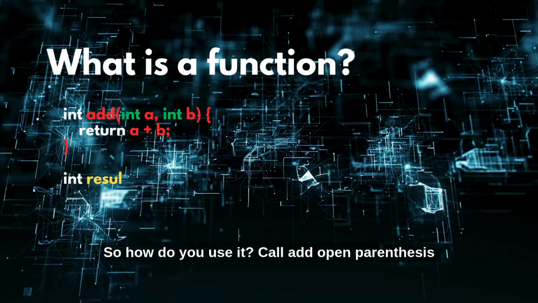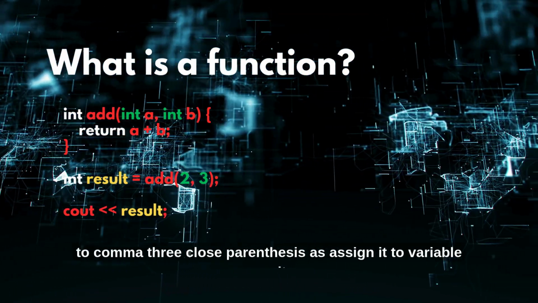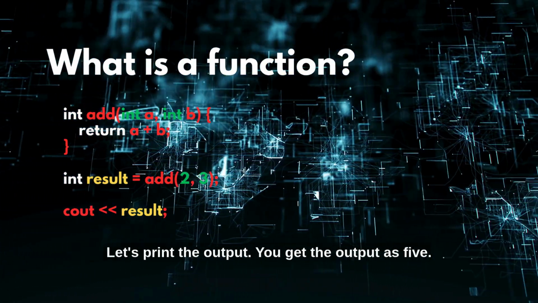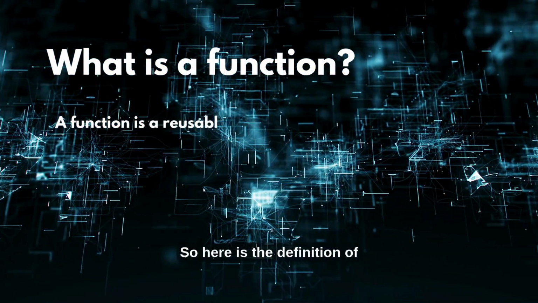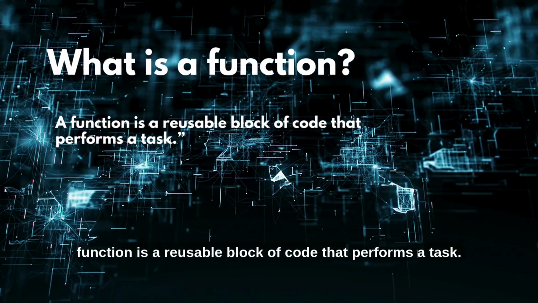So how do you use it? Call add open parenthesis 2, comma 3 close parenthesis, assign it to a variable result, and let's print the output. You get the output as 5. So here is the definition: a function is a reusable block of code that performs a task.